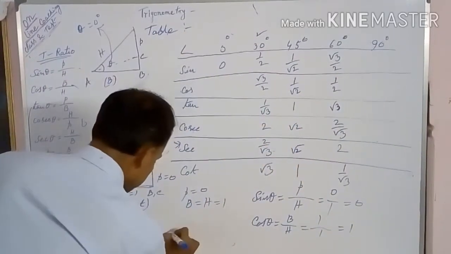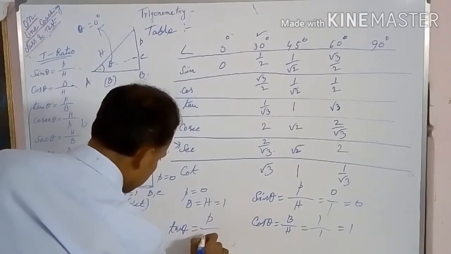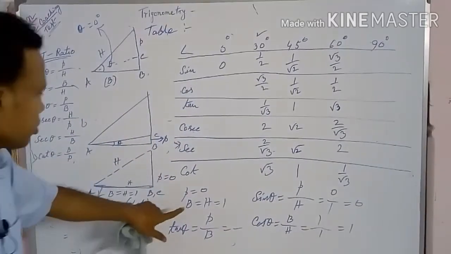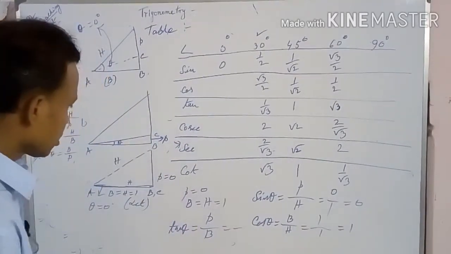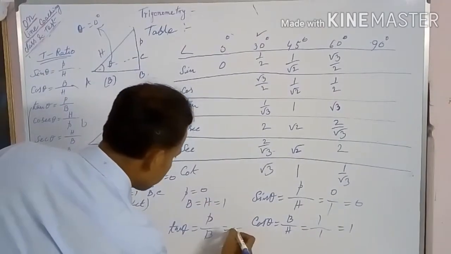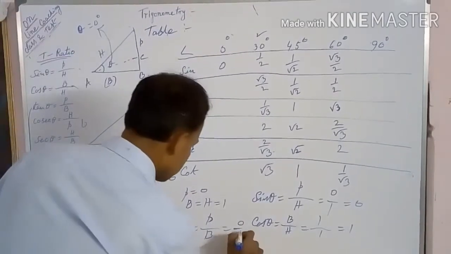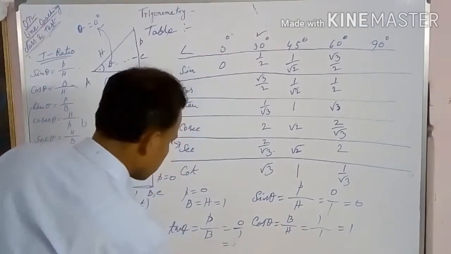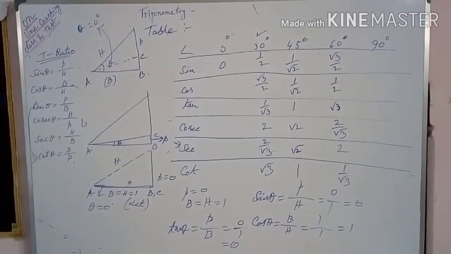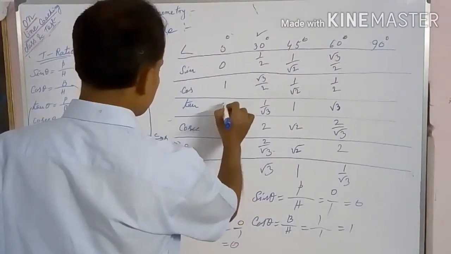Then tan theta is equal to what? Perpendicular by base. What is the value of perpendicular? The value of perpendicular is 0 and base is equal to 1. So tan 0 is perpendicular by base, 0 by 1, which is 0. So sin 0 is 0, cos theta is equal to 1, tan theta is equal to 0.